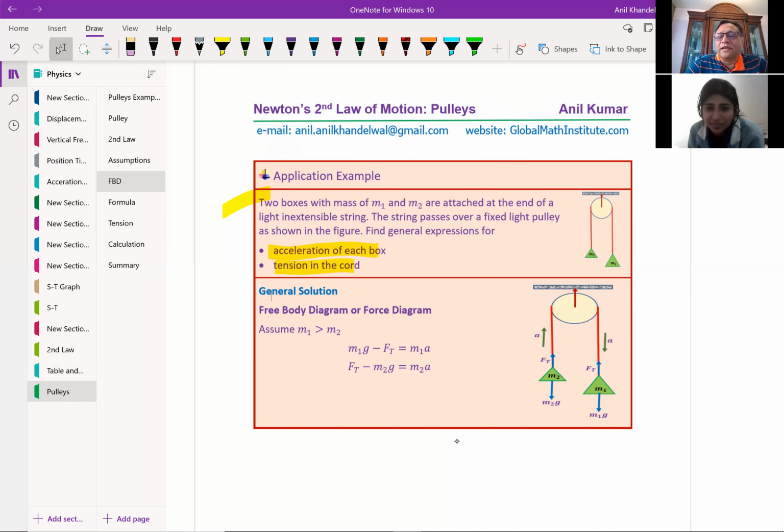So clearly, in this case, one mass is more than the other, both are hanging, so there is an acceleration. M1 is greater than M2. Let us assume this, right? So we'll draw a free body diagram. That is always the first thing to do.